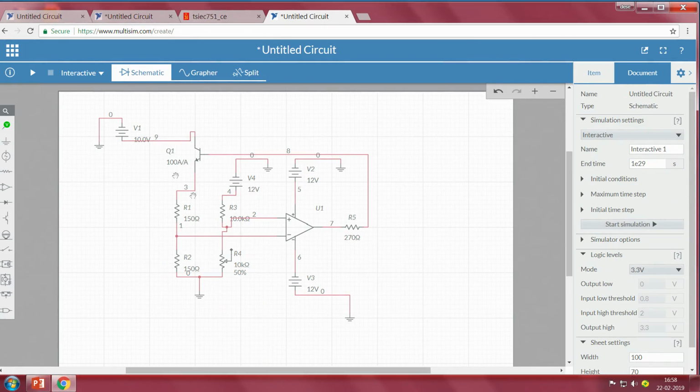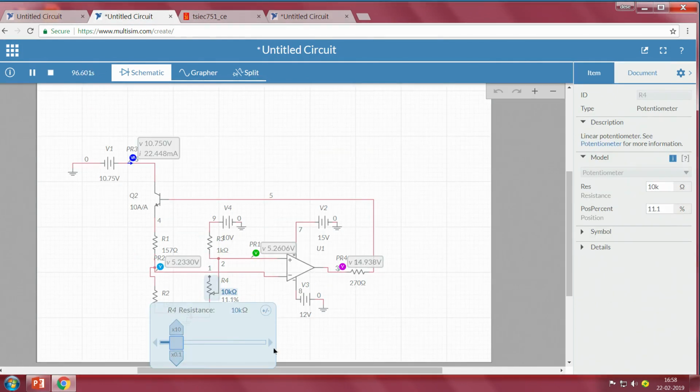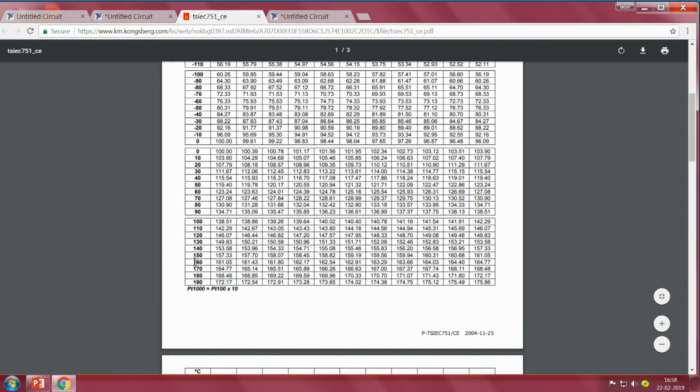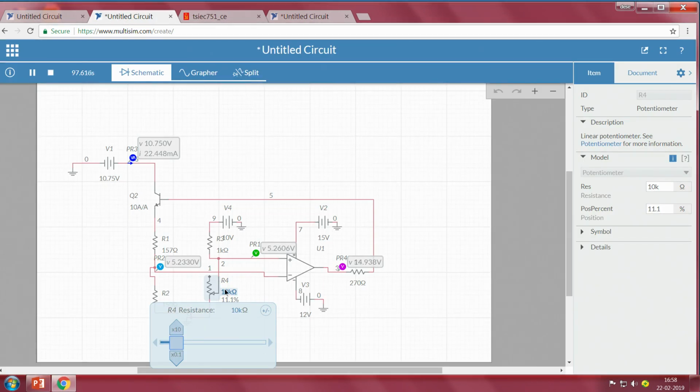Now assume I am going to change the compensatory circuit here, assuming the room temperature is increased to 50 degrees. What does my table tell? At 150 degrees it is around 157.33. Now how do I simulate that condition here? I am going to change this resistance to 157. So that becomes 15%.